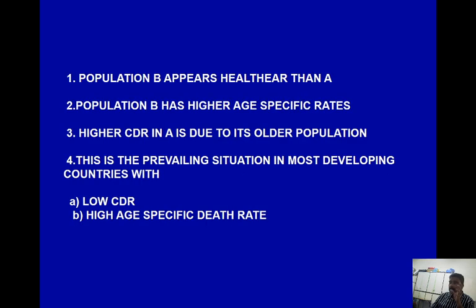So in most of the developing countries, the situation is something like population B. You might have a low crude death rate, but very high age specific death rates. So you got to dig deeper. You got to dig deeper and find out what actually is happening within the age, within the sex, within different types of population, within different races, within different conditions, right?